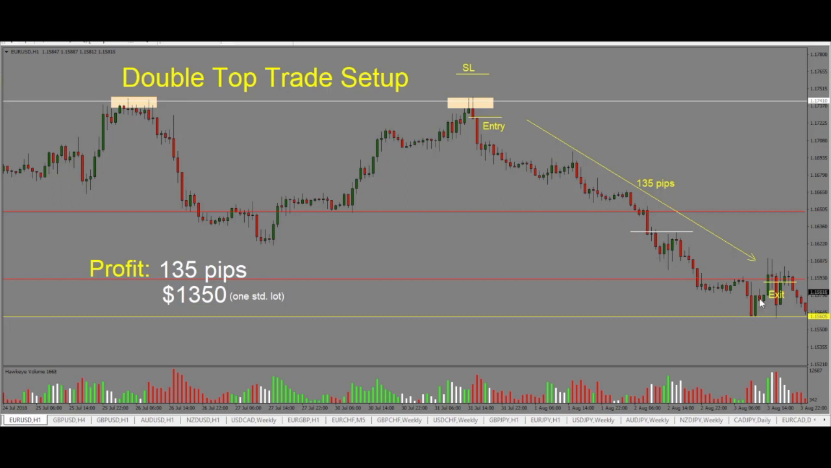And once we see that price starts to pull back, and we don't know if it's going to go any lower at this point, so we exit the trade. From entry to exit, our profit is 135 pips or $1,350 if trading one standard lot.